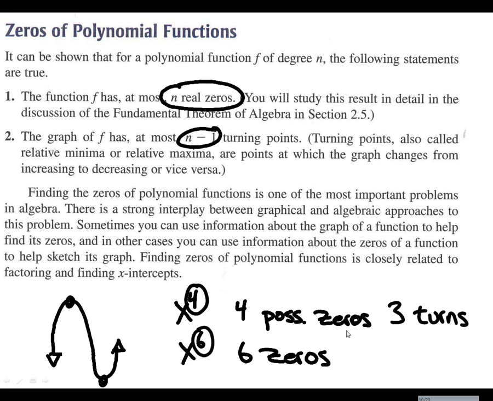If it's x to the sixth, the most we could have would be 5 turns in our graph. Doesn't mean we have it. We might have 0 turns, but we're definitely not going to have 6 or 7 or 8. It has to be 5 or fewer.